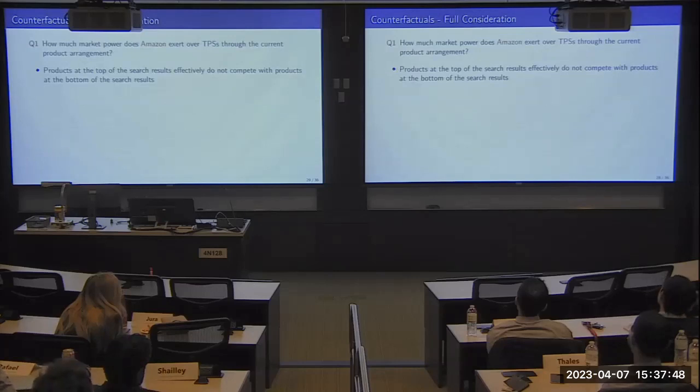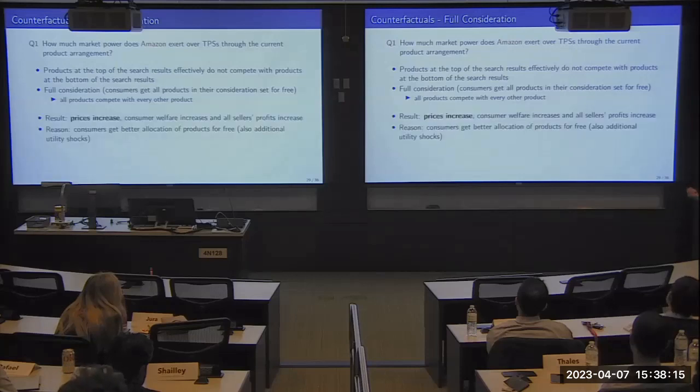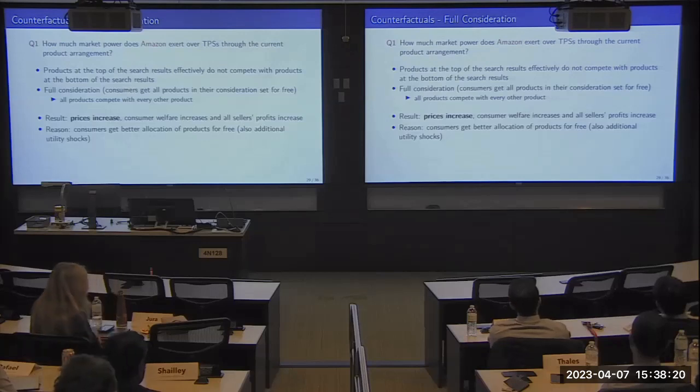Now, to think about market power, a natural one to think about would be something like full consideration. This is because fundamentally the market power we're worried about here is that products at the top of the search results are not competing with products at the bottom of the search results as much. So if we go to full consideration, where consumers get all the products, they are competing with each other equally. However, what we're going to see when we do the counterfactual is that prices are going to increase, consumer welfare is going to go up, and profits are going to go up.